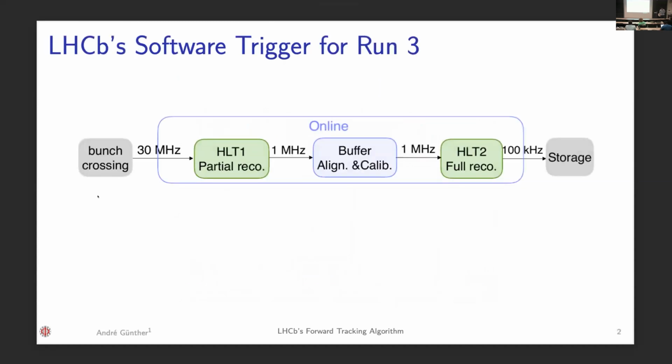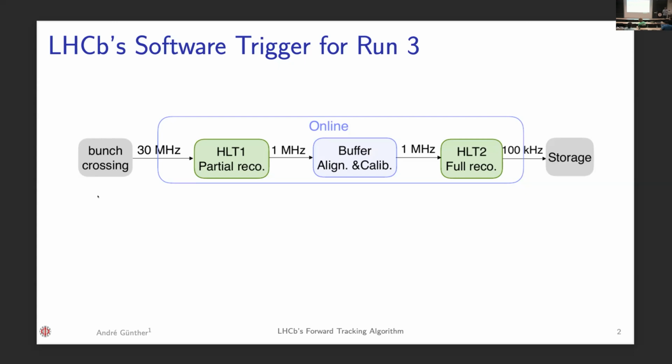So this is a simplified view of the trigger strategy we have for Run 3. We start, of course, with bunch crossings, and maybe you know that the LHC has, in principle, a bunch crossing frequency of 40 megahertz, but relevant for the trigger are only 30 megahertz of this, because these are the ones that are actually non-empty, so where you can actually trigger on something. These 30 megahertz are fed into LHCb1, which does a partial reconstruction, reduces the rate of events to roughly 1 megahertz, writes them to a buffer, some alignment and calibration is happening, and then this 1 megahertz is further processed by LHCb2, the second high-level trigger stage, which does a full event reconstruction.